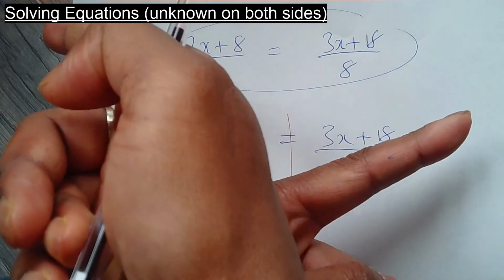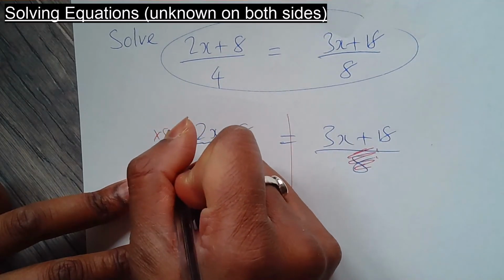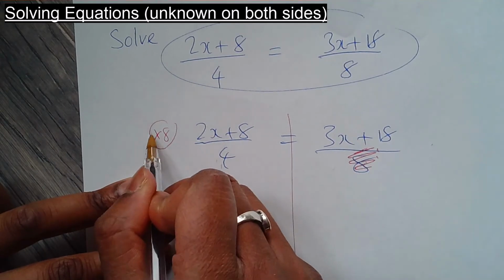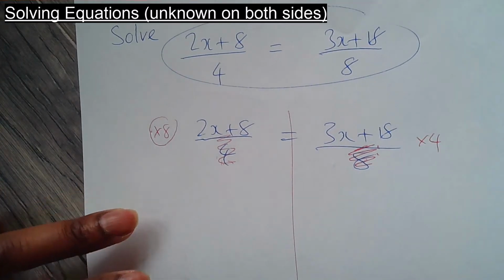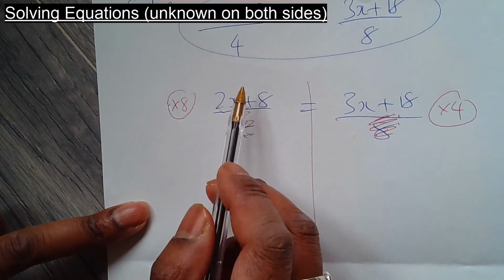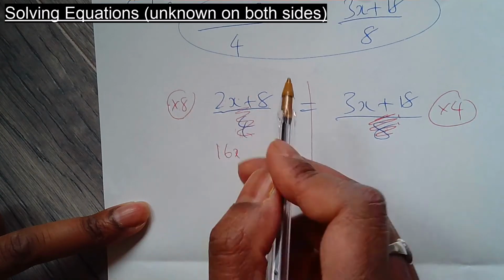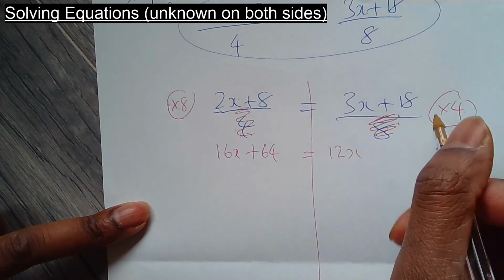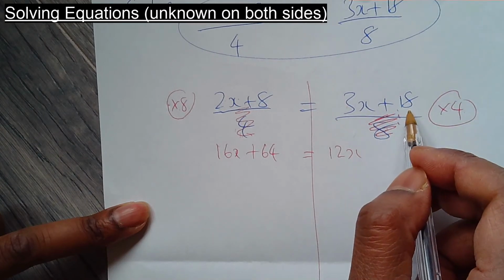So I'm going to exchange like this. Get rid of this divide by 8, put it on the other side, it becomes times by 8. Get rid of this divide by 4, take it to the other side, it becomes a times by 4. Now let's see what effect that has on it. So it'll be 8 times everything. So 8 times 2x is 16x. This is like expanding the brackets. 8 times 8, 64. 4 times 3x is 12x. 18 times 4 is 72.